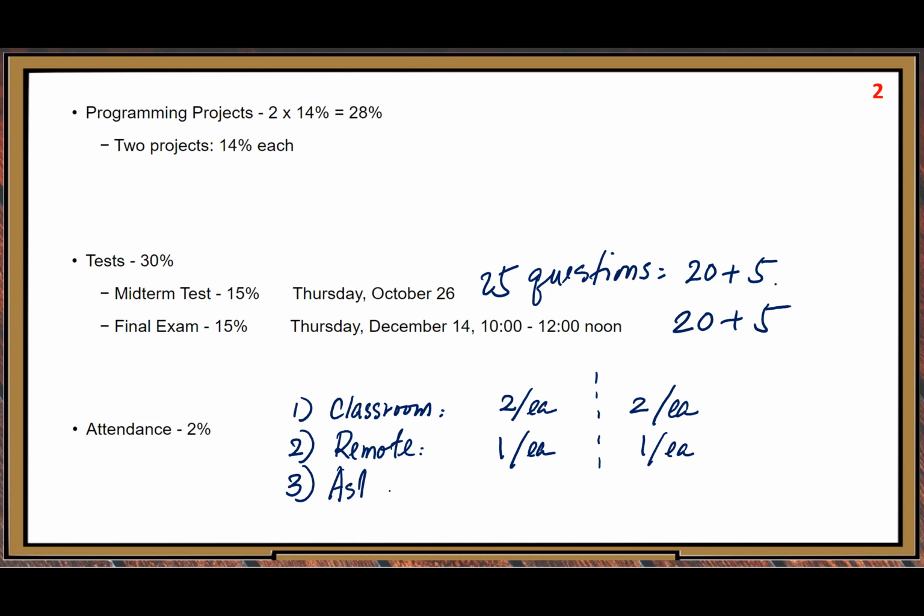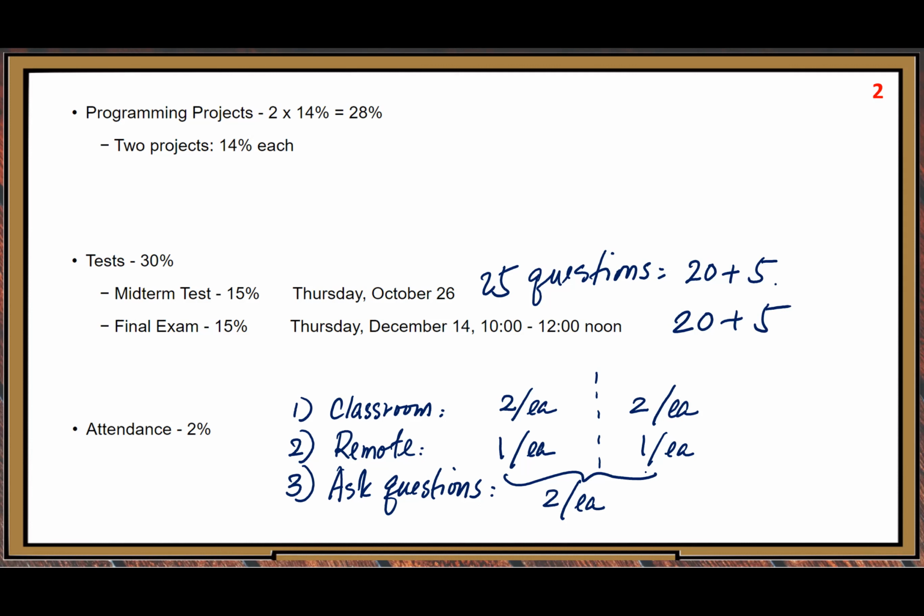So that's the third type: ask questions. Each question is worth 2 points. The question should be based on our notes and class materials. It should be a related question, not a garbage question. If you have 2 classroom attendances, you can ask just 1 question for the 2 classes, because 1 week we have 2 classes.